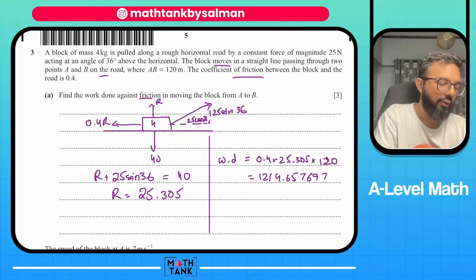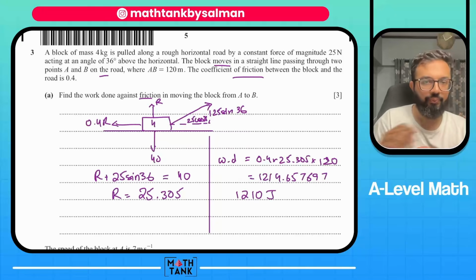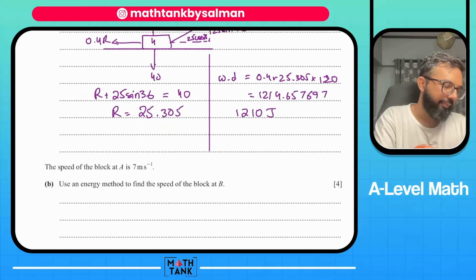1214.657697. Okay, so three significant figures: 1210 joules. Okay, 1210 joules. Let's see. Yeah, that is the correct answer.